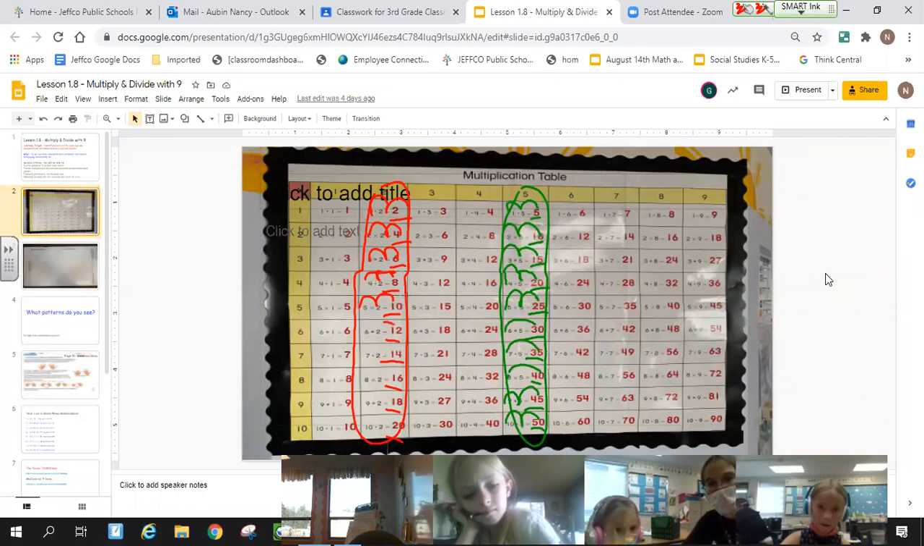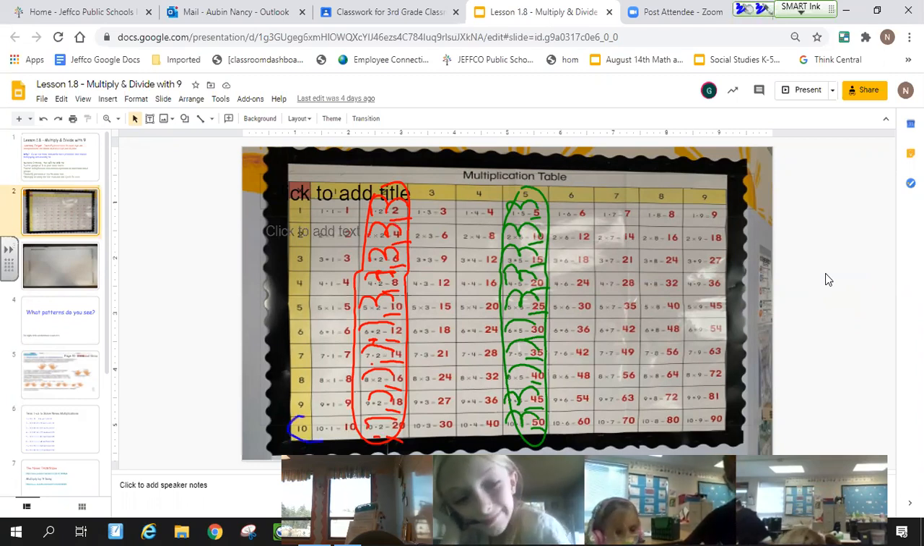What if I said 12 divided by 6? 2. Would equal 2. What if I said 14 divided by 7? 2. 16 divided by 8? 2. 18 divided by 9? 2. 20 divided by 10? 2. Okay, and last but not least, we have to go this way for our 10s, which is good.